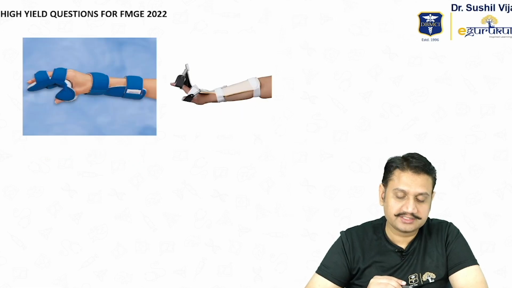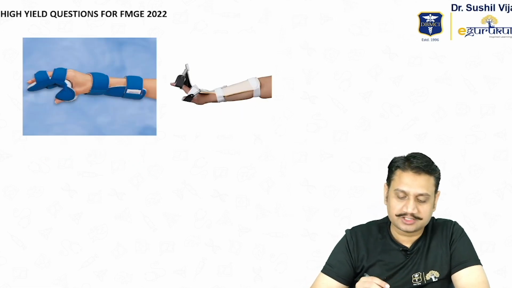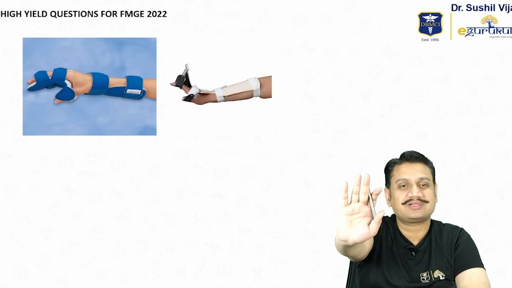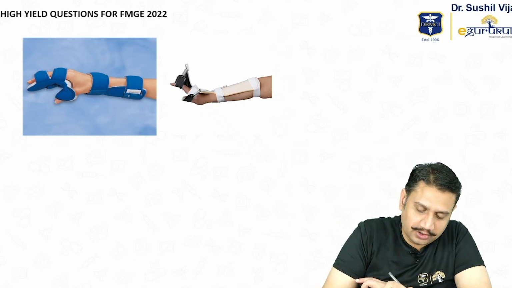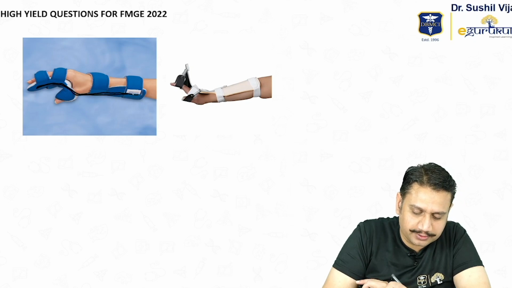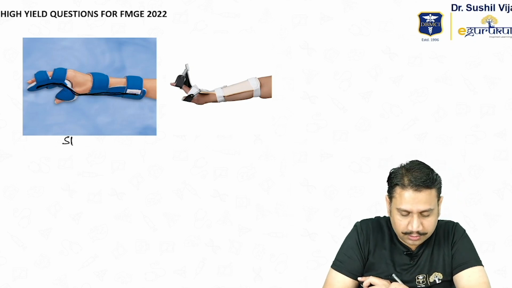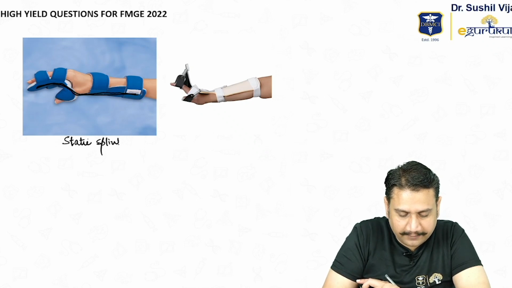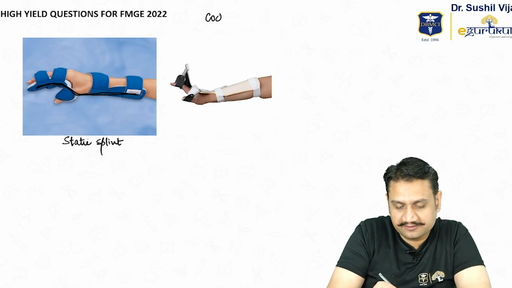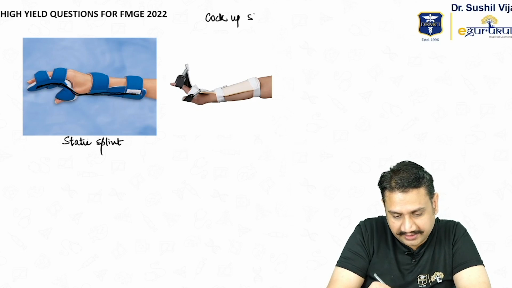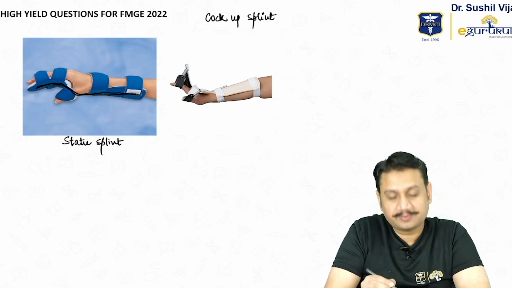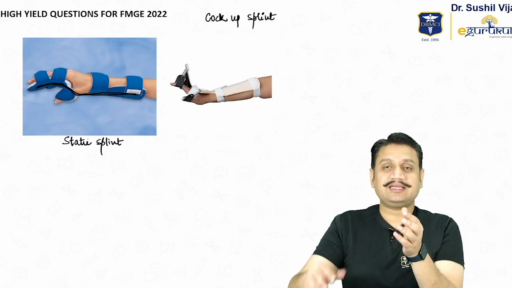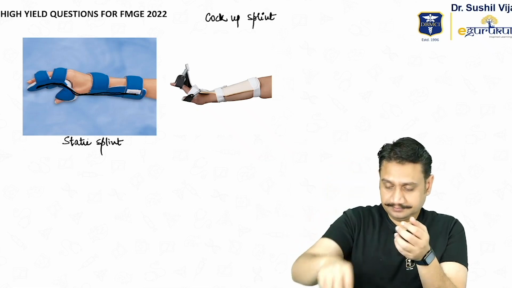So what kind of splints are to be used for this kind of wrist drop? The splint to be used is the one which can keep your wrist extended. Here you can see one of the splints is keeping the hand in a fixed position, right? This one is known as the static splint. Both of these are known as cock up splints. Why are we calling it a cock up splint? Because here you are keeping the wrist in an extended state.